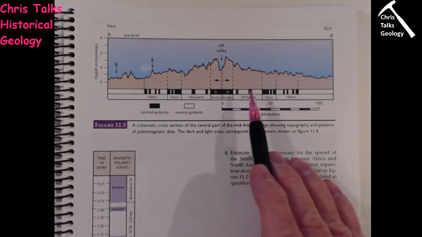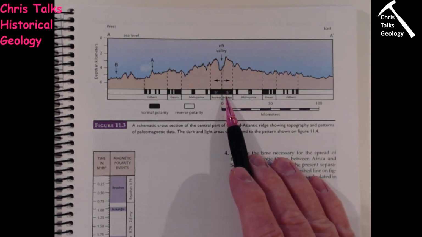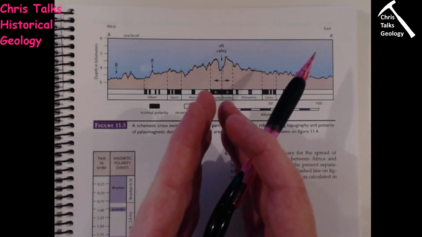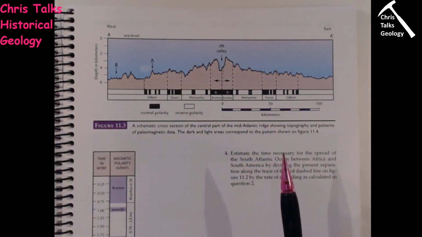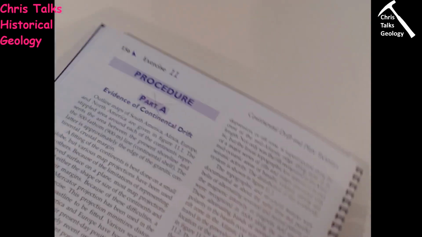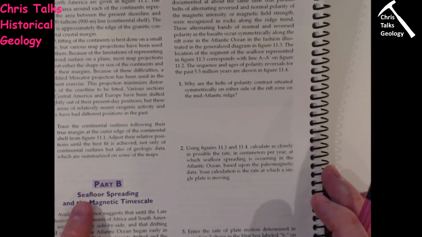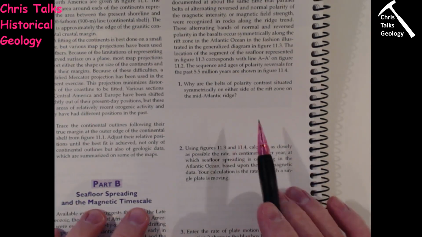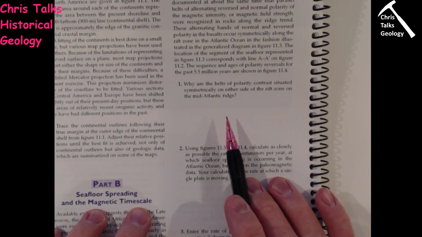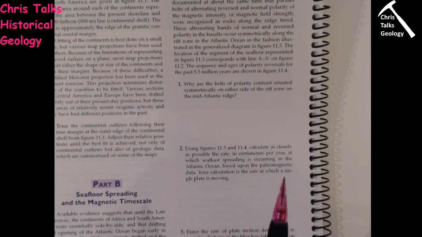So what are we going to do with this? We're going to use these changes in polarity to help us work out the rate at which new crust is being created and old crust is therefore being pushed laterally away from the ridge. Let's start by going back to page 156. The first question is asking you why the belts of polarity are the same either side of the spreading ridge.